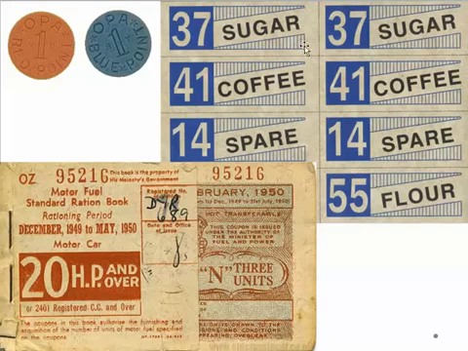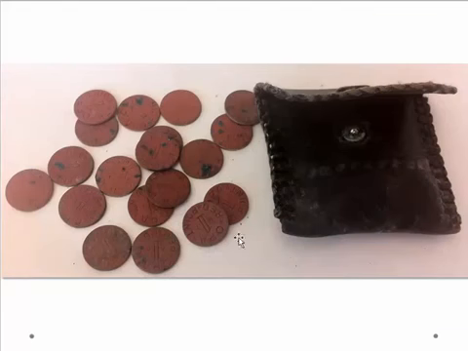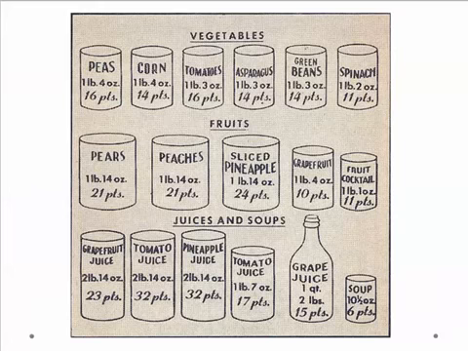They'd give you this and have these little coupons in there, and you had to save these up and get certain points before you could buy scarce items. And here's a little pouch where these rations were kept. And here's a little thing that I found that shows you how many points it requires. To buy a can of peas, 1 pound 4 ounces, 16 points required. Fruits like peaches, you needed 21 points for that amount. And tomato juice here, 17 points.